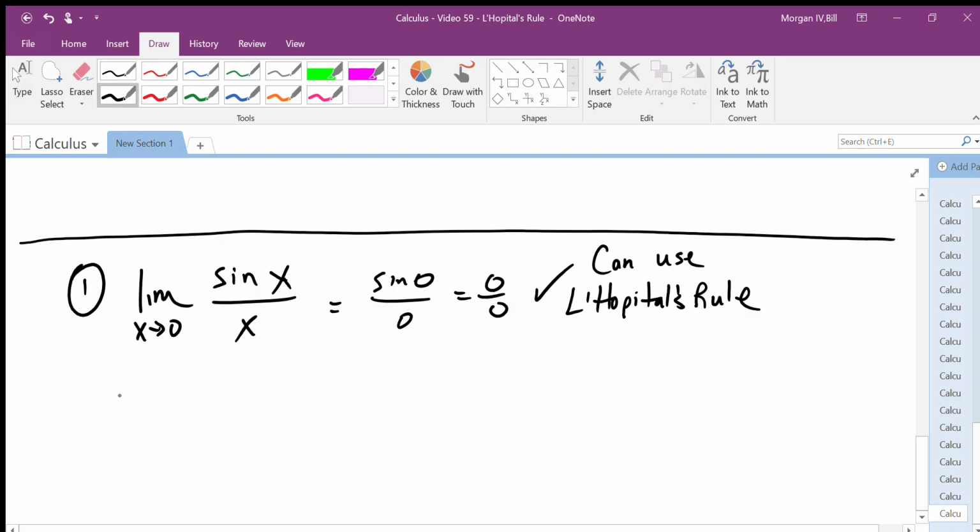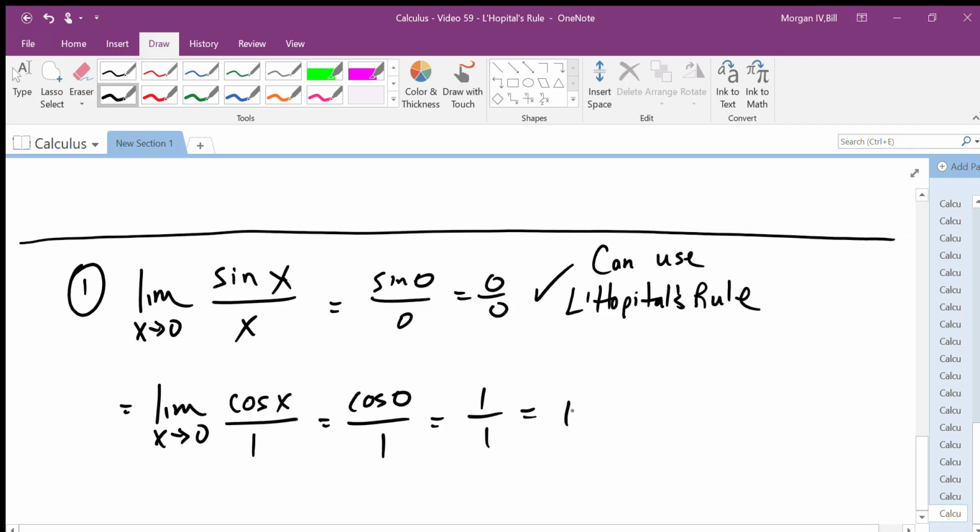This then is equal to the limit as x goes to 0. Again, you have to write the limit each time. Now we're doing the derivative of sine of x. The derivative of sine of x is cosine of x, divided by the derivative of x. The derivative of x is 1. So we've taken the derivative of the numerator and the derivative of the denominator, and now we're going to use direct substitution again. So we're letting x go to 0, so this is the cosine of 0 over 1. Cosine of 0 is 1, over 1, and we get an answer of 1. And we see that the limit as x goes to 0 of sine of x over x is indeed 1 using L'Hopital's rule.